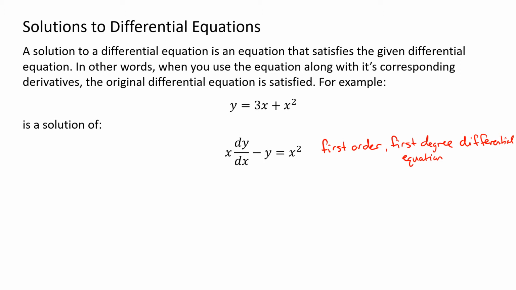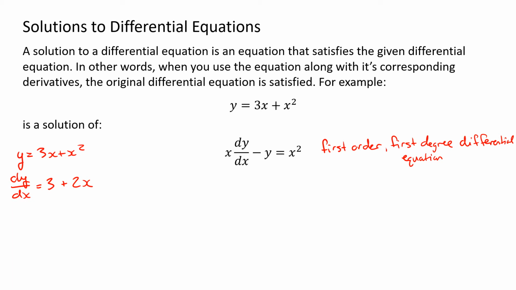Now we can show that a solution to this differential equation is this equation here, y equals 3x plus x squared. And we can do it using what we know about derivatives and simple algebra. So we know what y is in this function, and we can find dy by dx by simply taking the derivative of this function. Okay, so if we have y equals 3x plus x squared, dy by dx is simply the derivative of each of these two terms, which is 3 plus 2x.